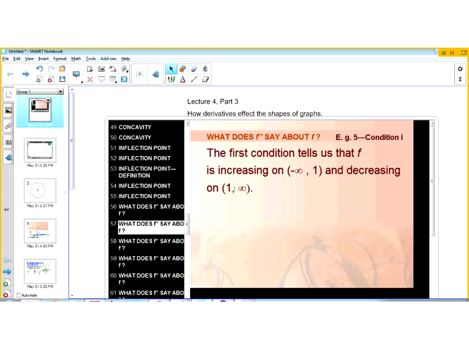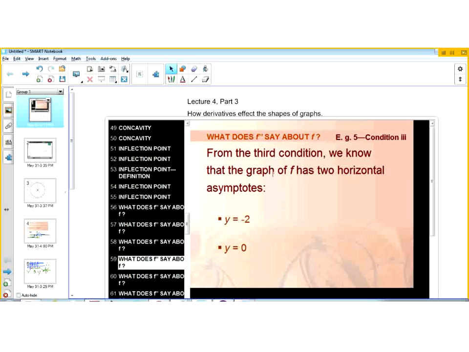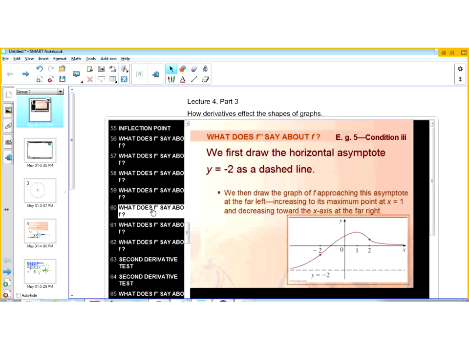All right, so let's see here. The first condition tells us that f is increasing on this interval and decreasing, so that means that x equals 1 is a local max. The second condition says that f is concave upward on this interval, and concave downward on this interval. So between -2 and 2, it's got to be kind of like a parabola pointing down. And from the third condition, we know the graph has 2 horizontal asymptotes. Now we just need to put all that together, and there it is. You can compare that with our previous sketch, and it's the same.